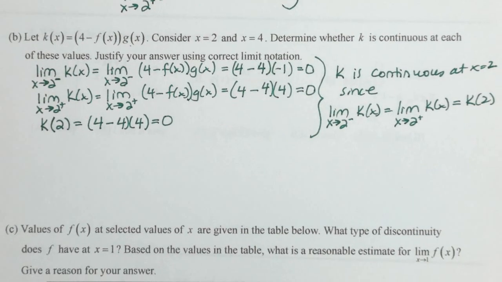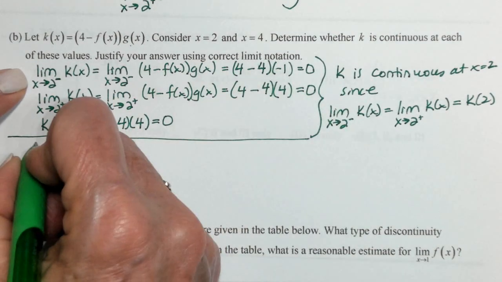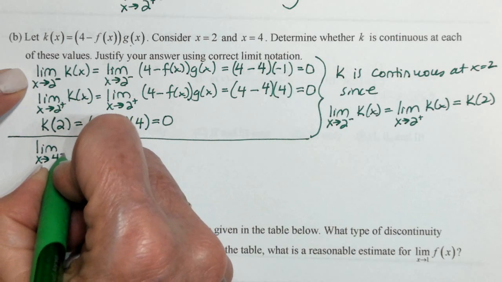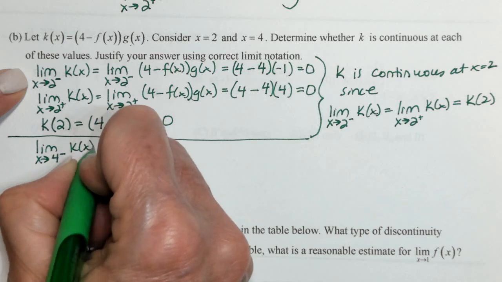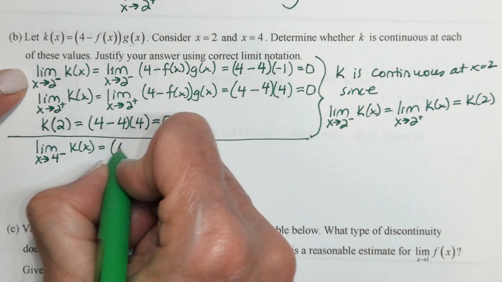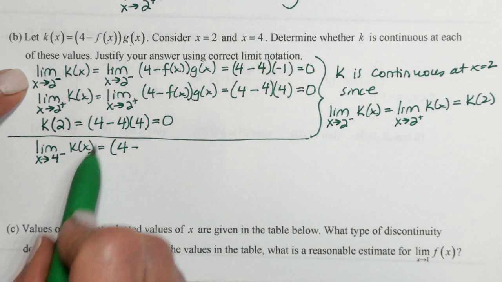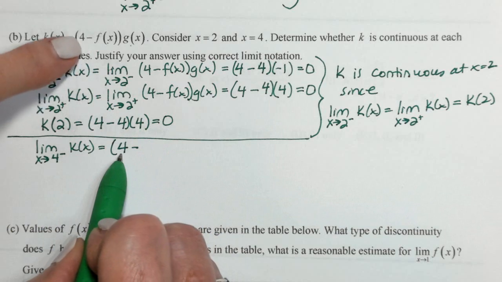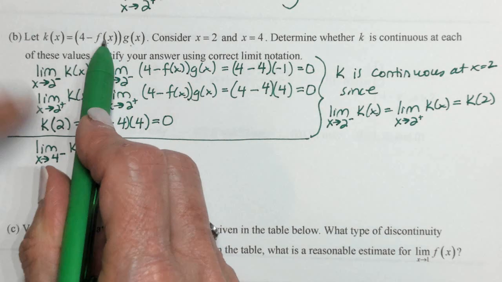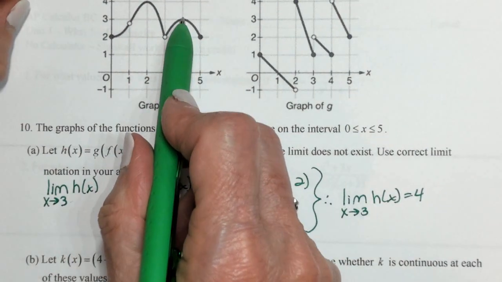Now we're going to do the same thing for x is equal to 4. So, the limit as x approaches 4 from the left of k. All right, this is going to be 4 minus, as 4, I'm sorry, yeah, this 4 came from that 4. Now, what is the limit as x approaches 4 from the left of f of x? 4 from the left is 3.